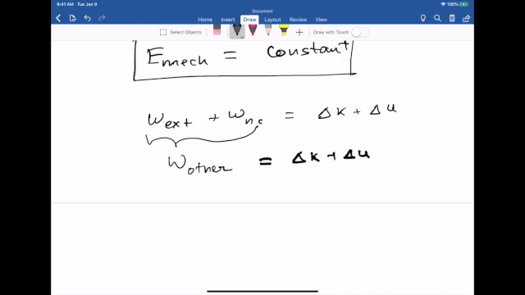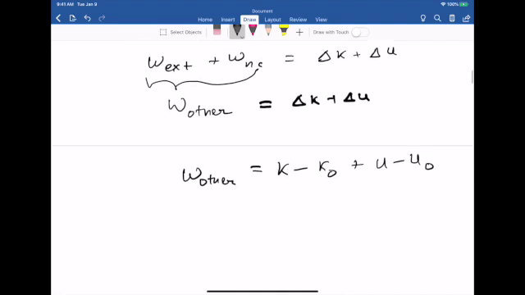Now let's do one more thing. Let's write delta K. Delta of something always means final minus initial, so final kinetic energy minus initial kinetic energy. And you can do the same thing with U, so that's U final minus U initial, and that is W other. One last step: let's move the initial quantities to the left side of this equation. So that gives us K initial plus U initial plus W other equals K final plus U final.